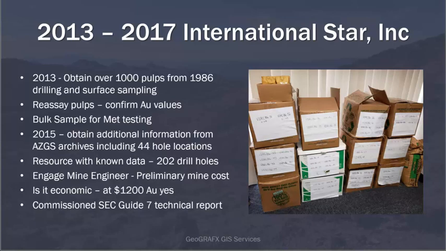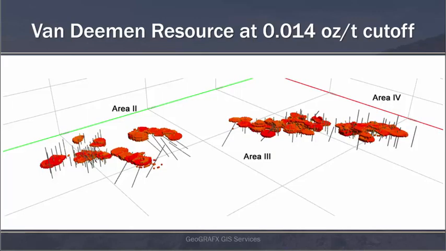So is the project economic? At $1,200 gold, yes. Based on that information, ILST commissioned an SEC Guide 7 technical report as an aid in raising funds to move the Van Diemen towards production. This is a block model with the additional drill holes showing a .014 cutoff. As you can see, quite a bit of the deposit is either at or near surface.